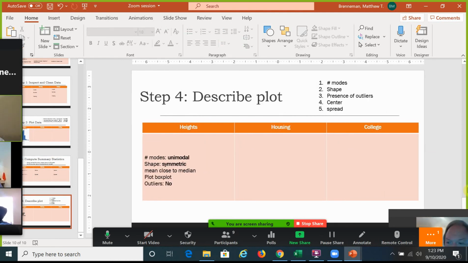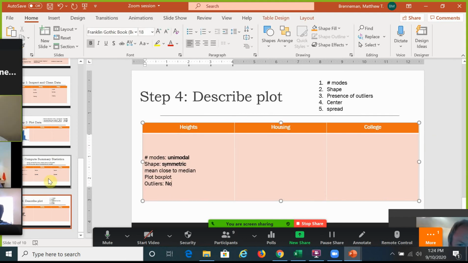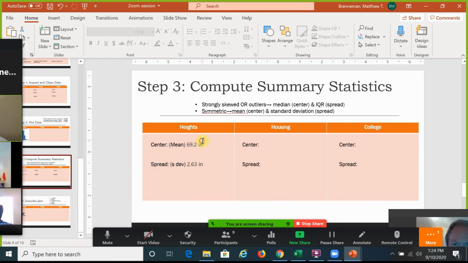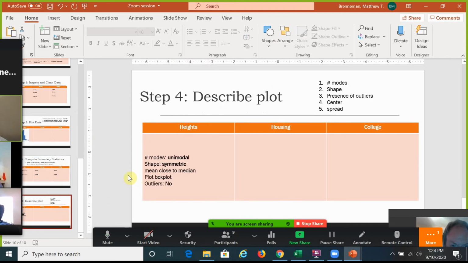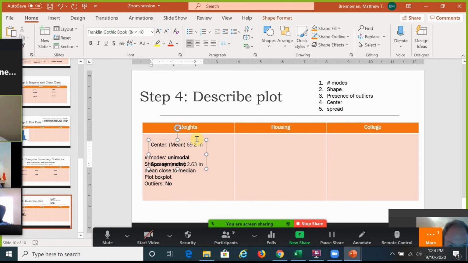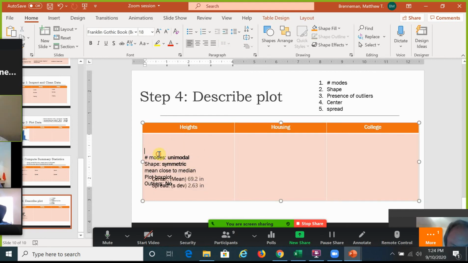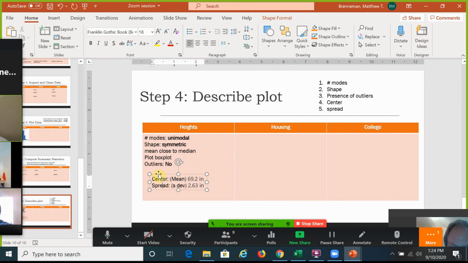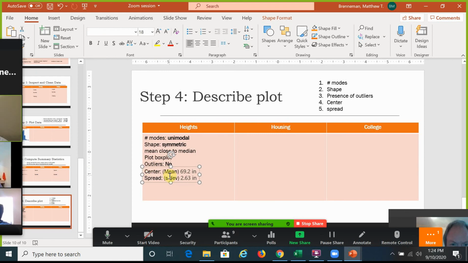Okay, so now we're ready for the coup de grace. I want to describe the plot. I'm going to put these two pieces of information together. I'm just going to copy and paste because I'm lazy. And I'm ready for my description. So here's how we describe this. This isn't the description, by the way. This is all the information I need. So let's see. I'll do this in the table.